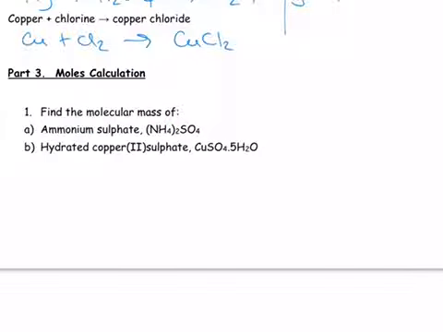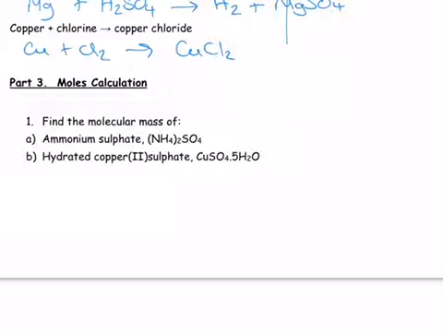You need to find out the Mr of the following. So nitrogen is 14. So we've got 14 plus 4 lots of 1. That's times 2, plus a sulfur, which on the periodic table is 32.1, plus 4 lots of oxygen. If you add all of that together, you get 132.1. Remember to put all molecular masses to 1 decimal place.